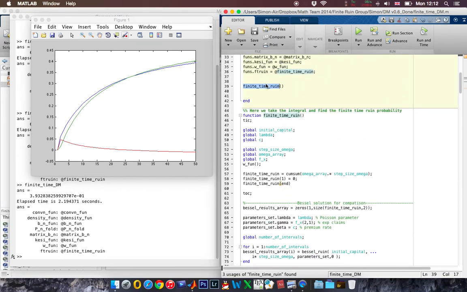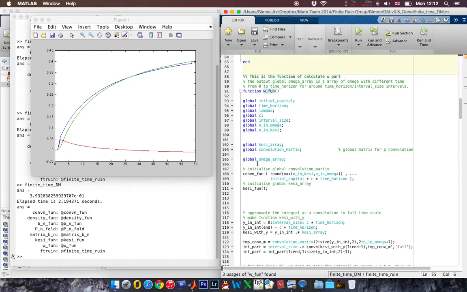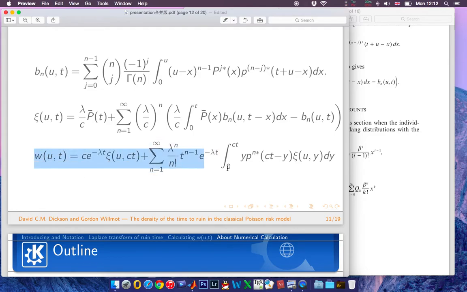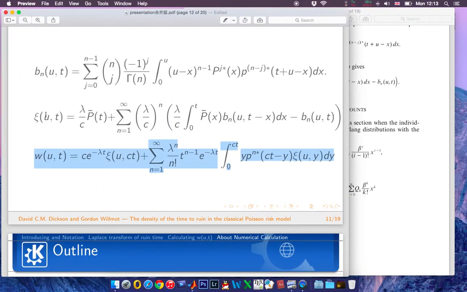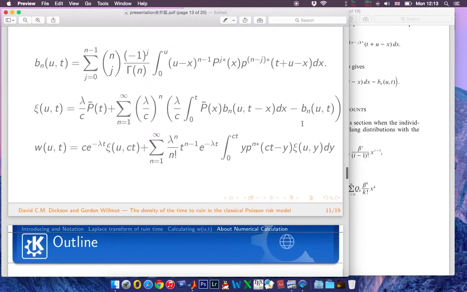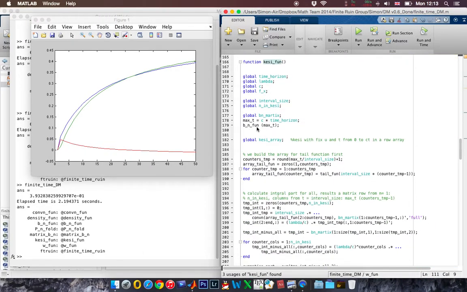And in order to calculate this finite time ruin probability, the finite time ruin function asks to run the w function first, and the w function is just the function that we use to calculate this w here. And obviously, in order to calculate this w, the first thing it asks you to do is to calculate this cursive function, which is the function that does the calculation of the cursive. And if we jump to the cursive function, the first thing it asks you to do is the Bn function.